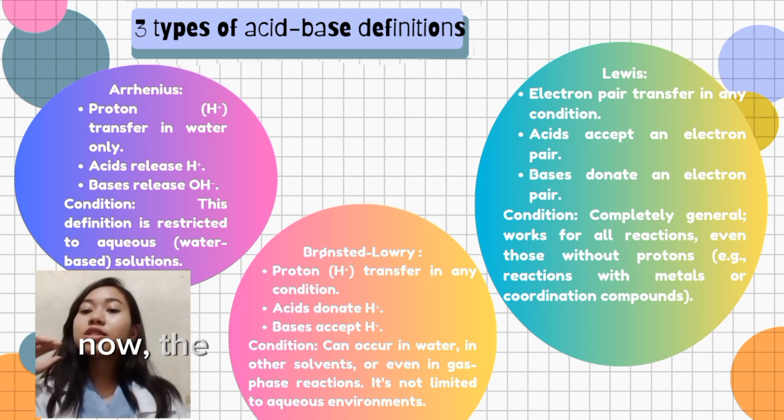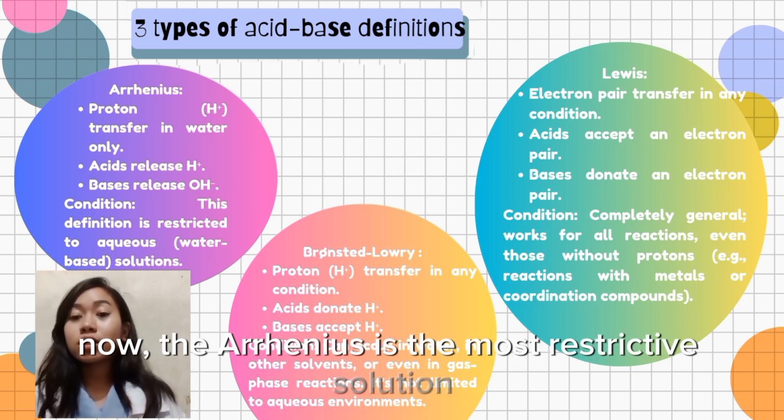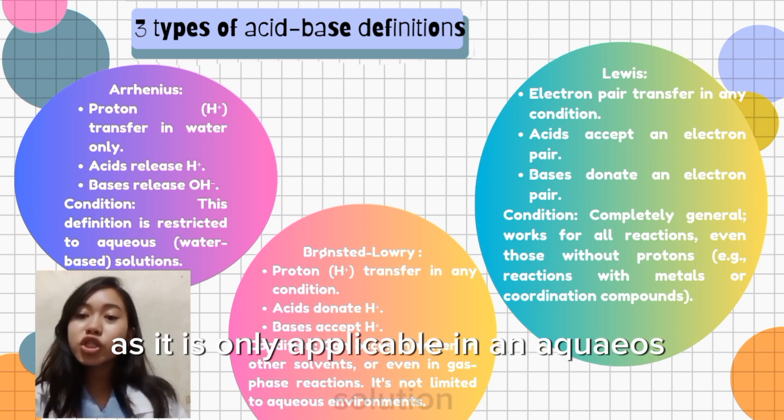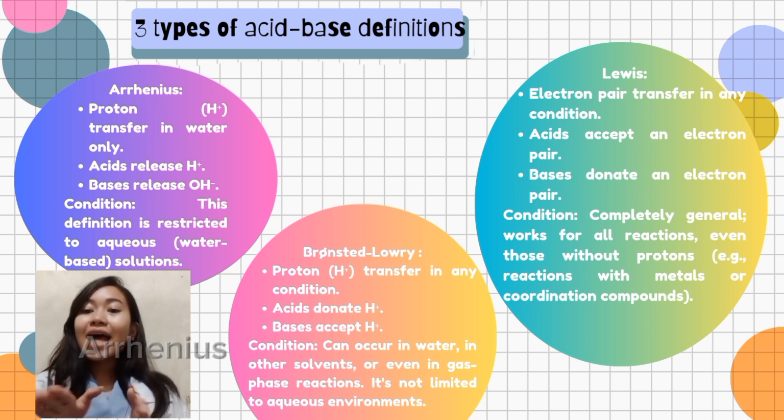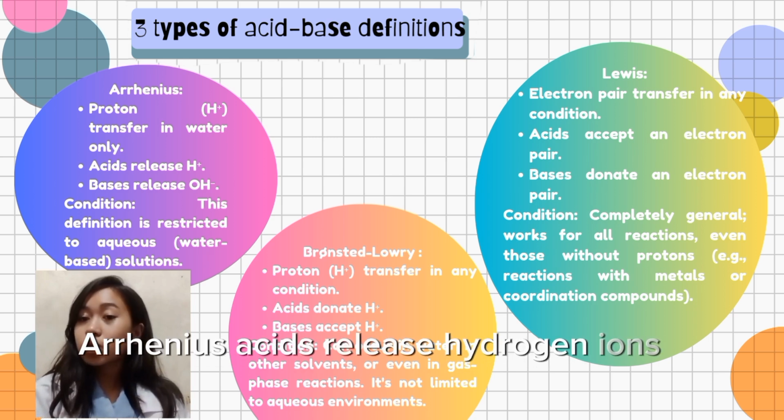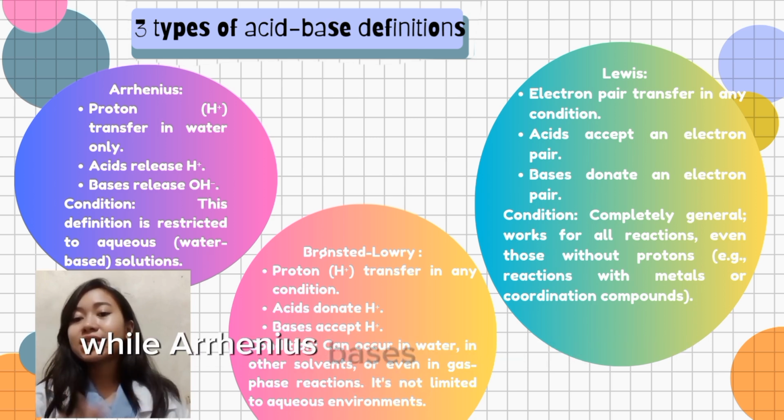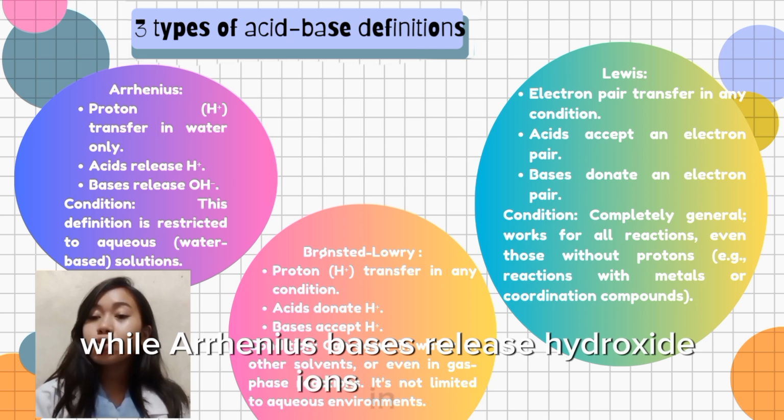Now, the Arrhenius is the most restrictive definition as it is only applicable in an aqueous solution. In this type, Arrhenius acids release hydrogen ions in water while Arrhenius bases release hydroxide ions in water.